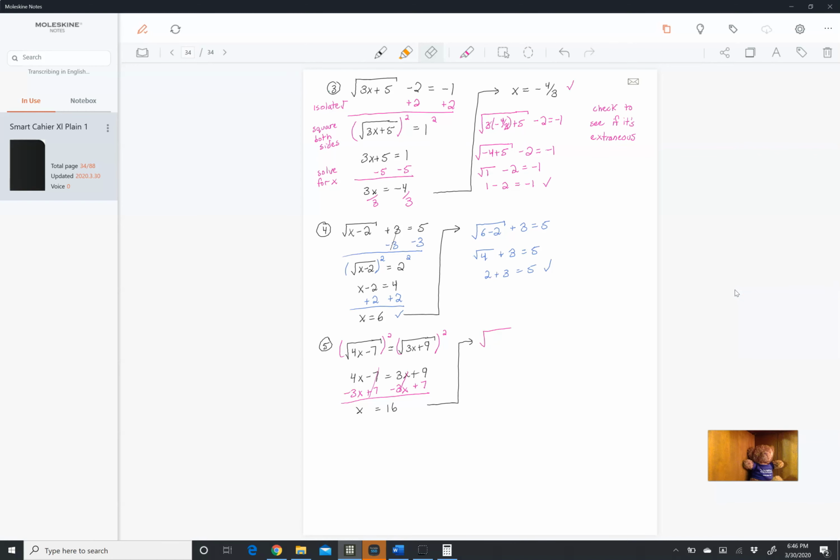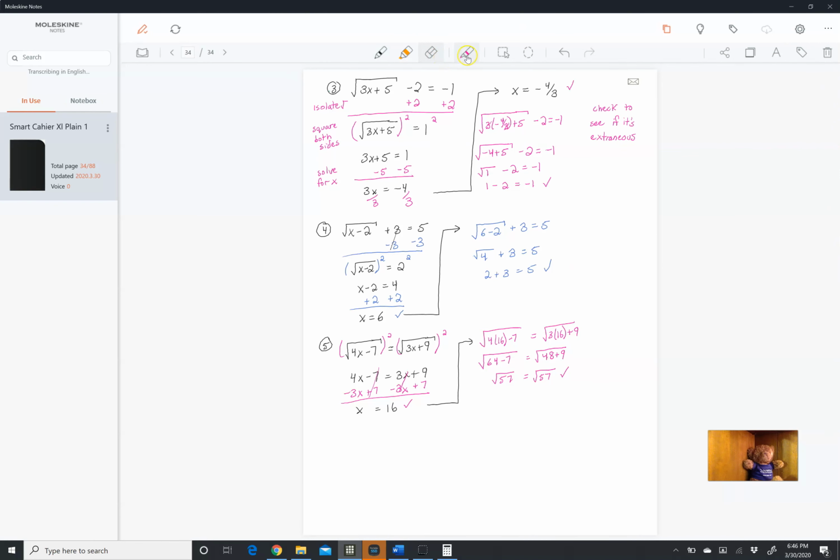So square root of 4 times 16 minus 7 is equal to square root of 3 times 16 plus 9. And we just want to make sure that we get the same thing. So 4 times 16 is 64 minus 7, and 3 times 16 is 48 plus 9. And here, 64 minus 7 is 57, and 48 plus 9 is 57. So the square root of 57 is equal to the square root of 57, which means 16 is a valid solution. Okay?